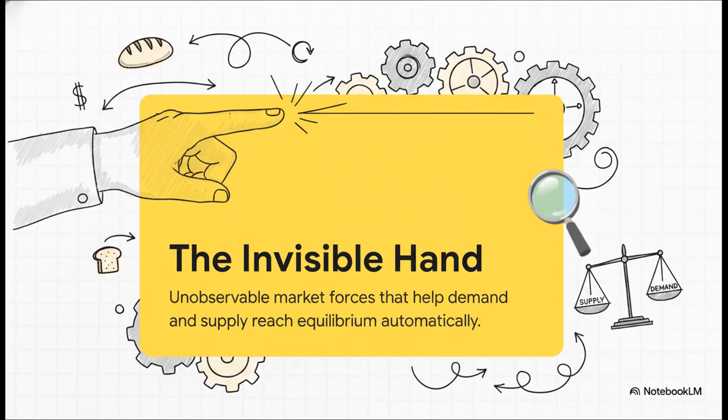Without even trying to be a charity, this baker's own self-interest results in the whole society getting better, more affordable food. The invisible forces of supply, demand, and self-interest automatically balance the market. It's a really brilliant concept.